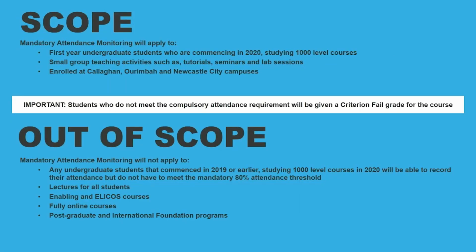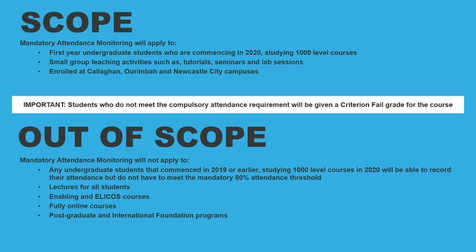In terms of what's in scope and what's out of scope, mandatory attendance monitoring will apply to first year undergraduate students who are commencing in 2020 studying 1,000 level courses, as I said. It doesn't apply to lectures. It applies to small group teaching activities such as tutorials, seminars, lab sessions, and the other 25 different types of contact types.